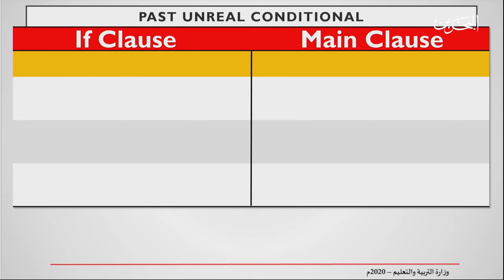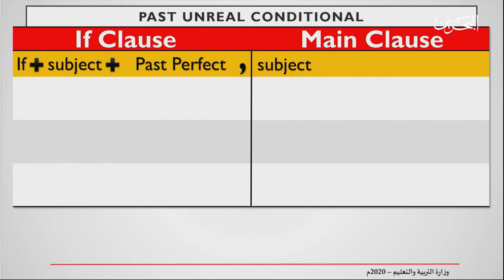So, how to structure the past unreal conditional? You have two clauses. The first one is the if clause. The second one is the main clause. And this is how you construct the sentence. You start with if, plus a subject, plus past perfect, and then a comma. Then, the other clause: subject plus modal plus have plus past participle, and then a full stop.